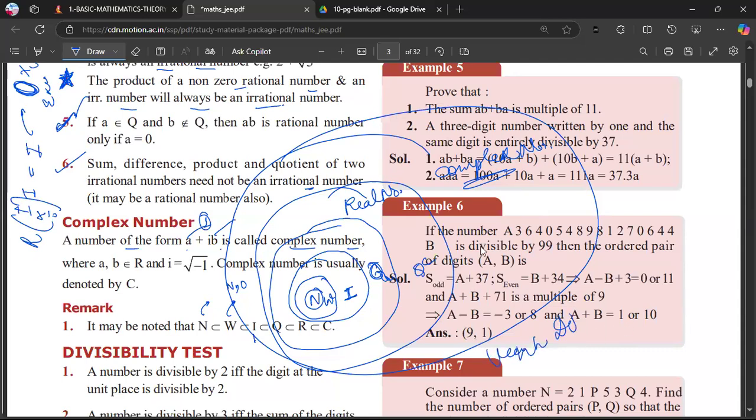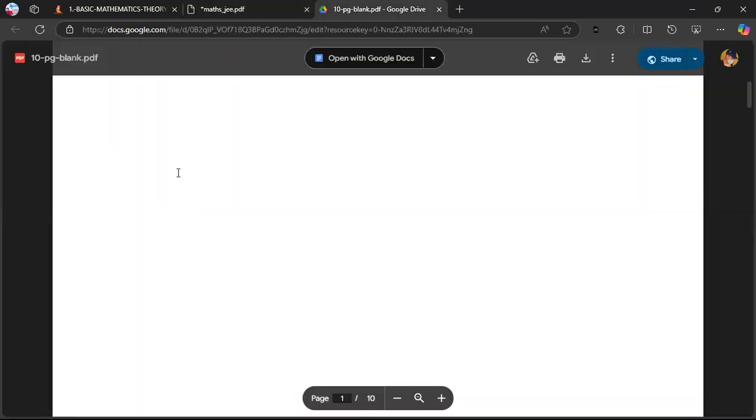Let me explain it in a different manner. First, what is a Venn diagram? Just a minute.